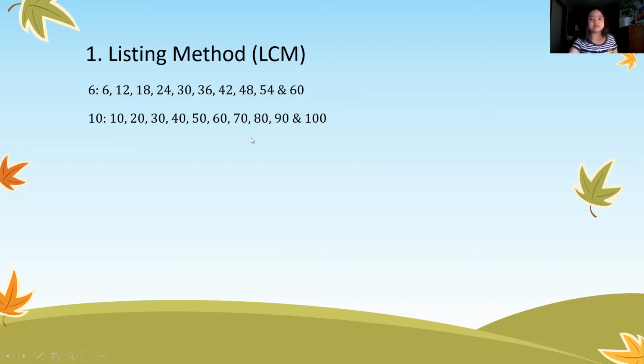It's just like skip counting. And then, again, list down all of the multiples that are the same in the different sets. So we have 30 and 60. Now, since this says least common multiple, which one is the least? Exactly, 30. So that way, our LCM is 30.